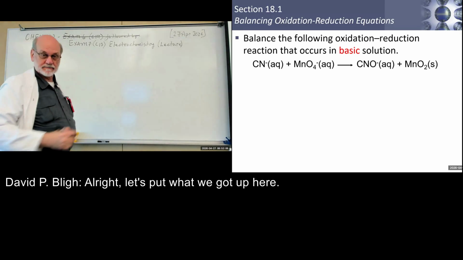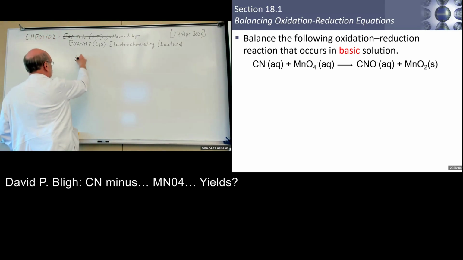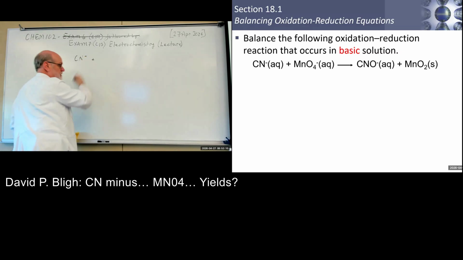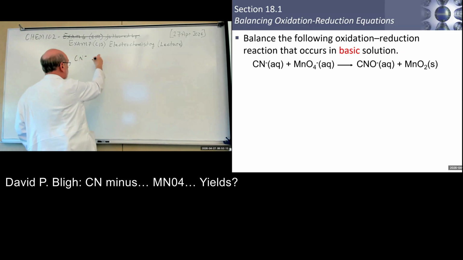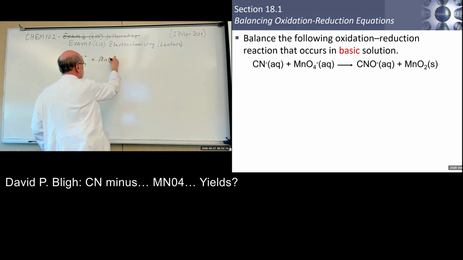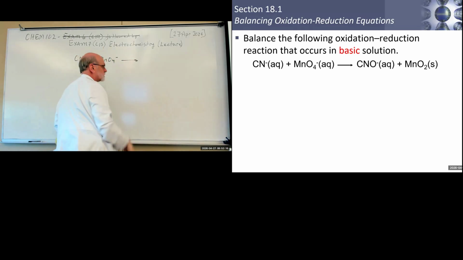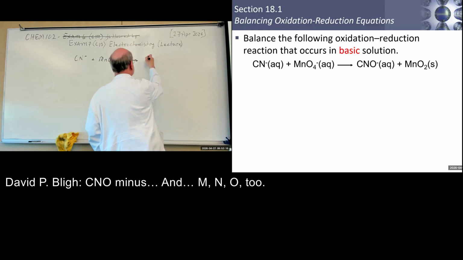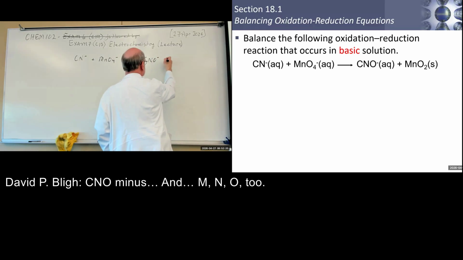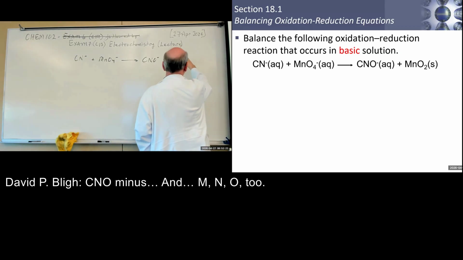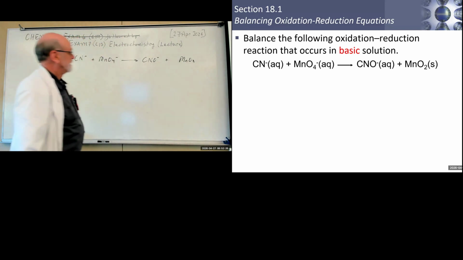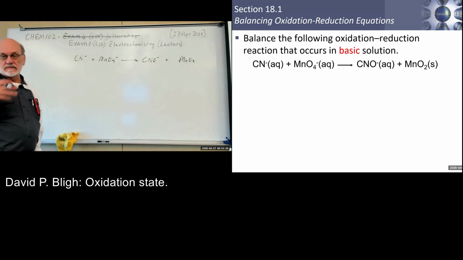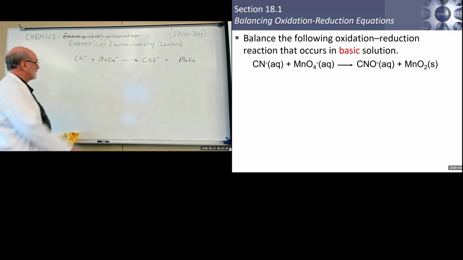All right. Let's put what we got up here. CN- plus MnO4- yields CNO- and MnO2. Okay. First thing you do, oxidation states.